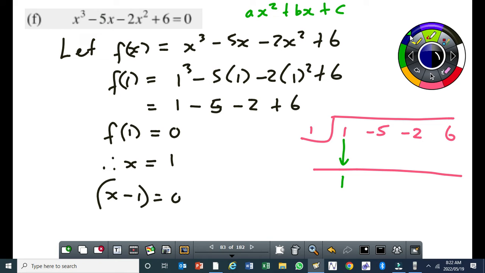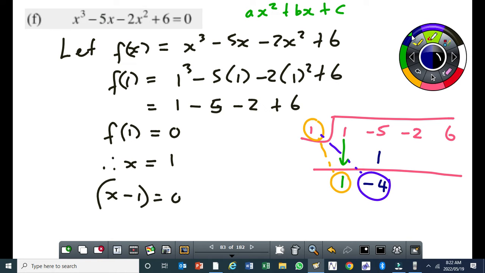So we multiply this. I'm going to use different colors. Multiply this by the 1. The answer that you get, you write below the minus part. So 1 times 1 gives me a 1. Then we add the minus 5 and the 1. We will get negative 4. Then we multiply this minus 4 by the 1, and we get minus 4. Then we add minus 2 and minus 4. We get minus 6.